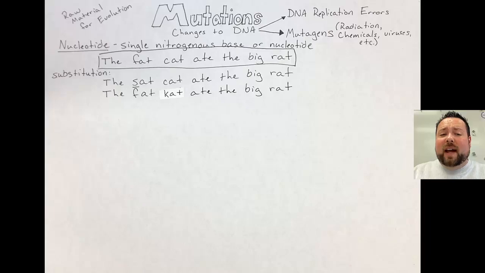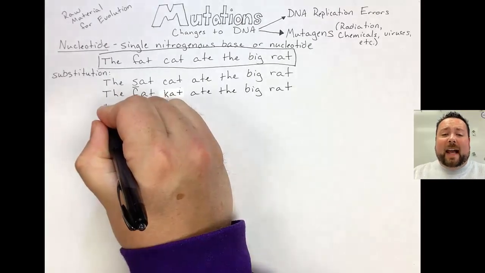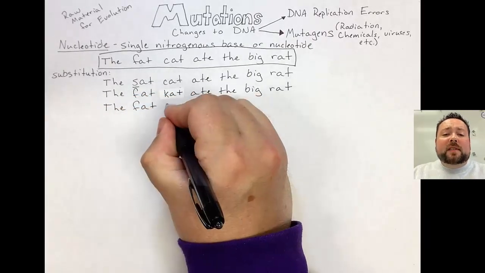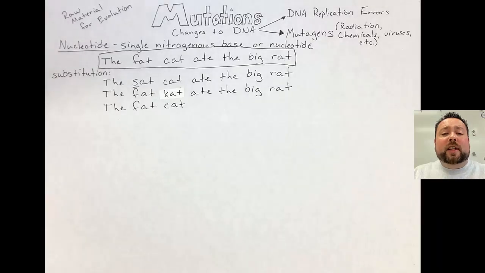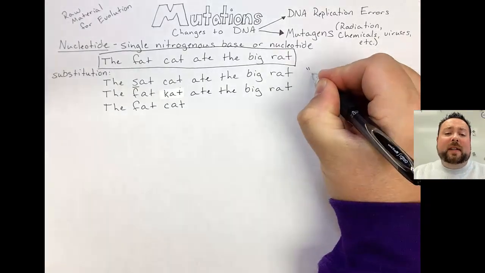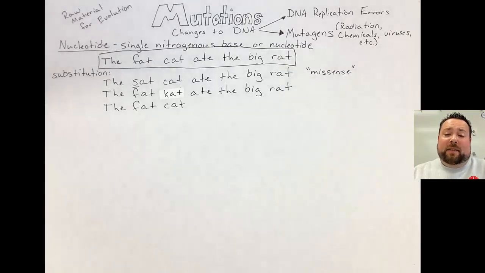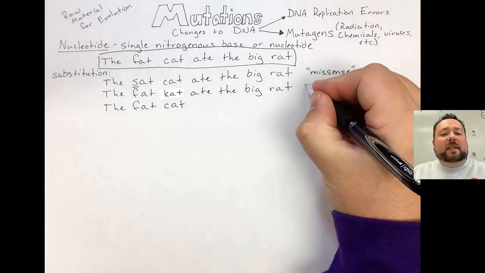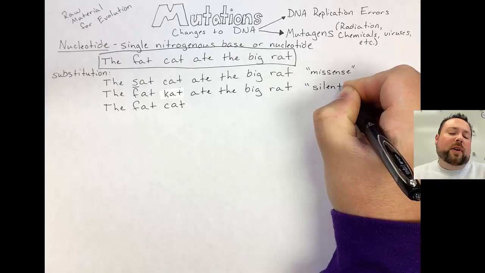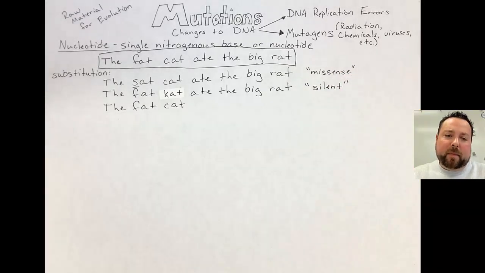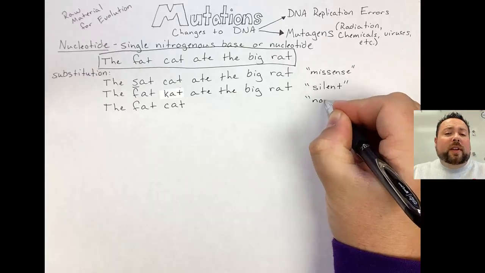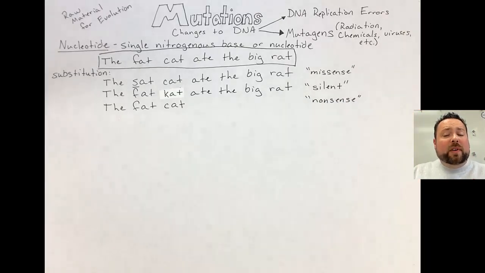The last one I have here is just the fat cat. This is when we get a substitution that creates a premature stop codon. So we call this a nonsense mutation because our sentence just stopped and we're just left with nonsense. The fat cat did what? We don't know because it stopped too early. And so this is not going to result in a functioning protein. Those are the three that we end up seeing the most when we're looking at functioning biology.